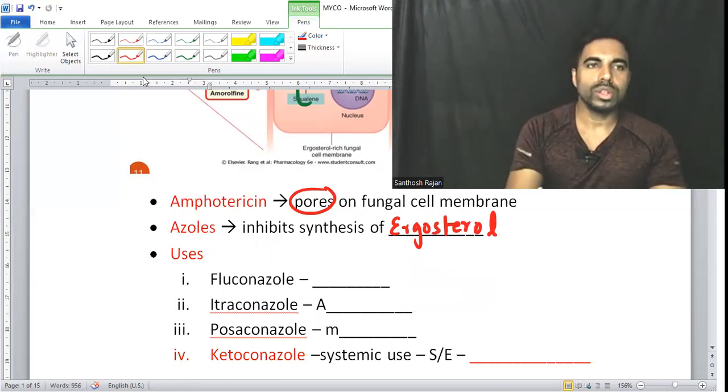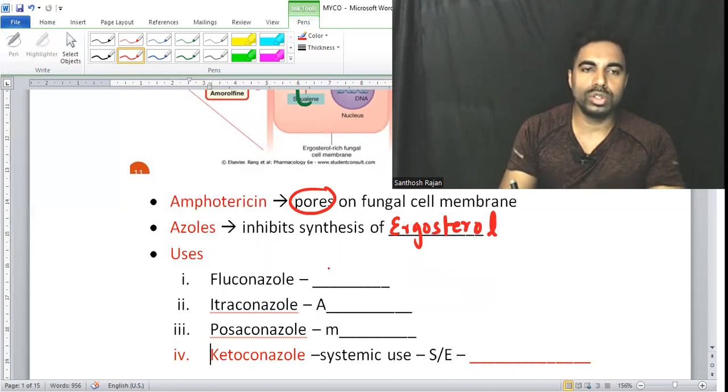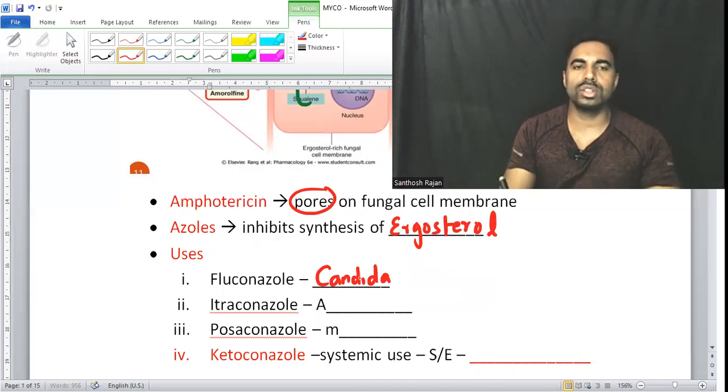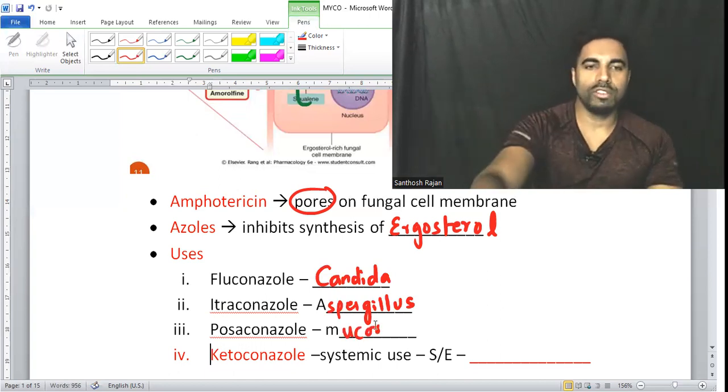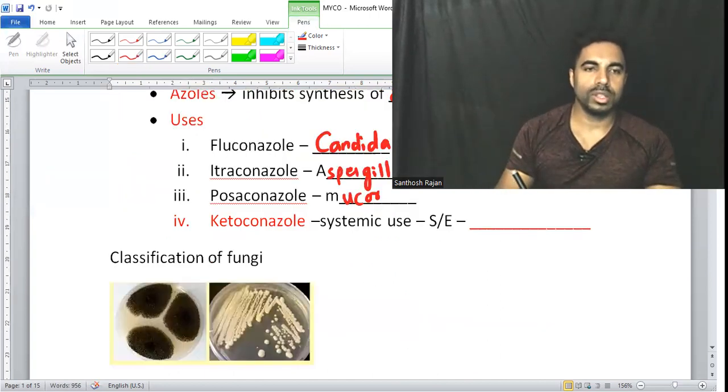Now you tell me what the uses are. Fluconazole is usually used in which infection? Candida. Any candida infection, whether vaginal discharge or oral candida, the drug we give is fluconazole, a common drug. Itraconazole is usually used in which one? Aspergillus infection. And posaconazole is used in mucor, any mucor infection. So these are the common drugs we are using among the azoles.